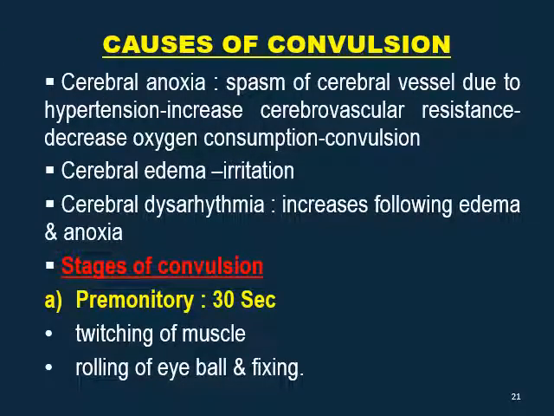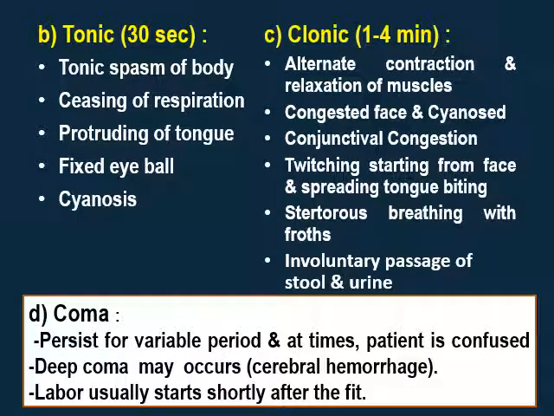Convulsions during eclampsia may be due to cerebral anoxia, cerebral edema, and cerebral dysrhythmia. There are 3 stages of convulsions. Initially, there is muscle twitching and rolling up of the eyeball, lasting for 30 seconds. The second stage of convulsion is the tonic phase. It lasts for about half a minute, during which there is tonic spasm of the body, cessation of respiration, protrusion of the tongue, fixed eyeball, and cyanosis.